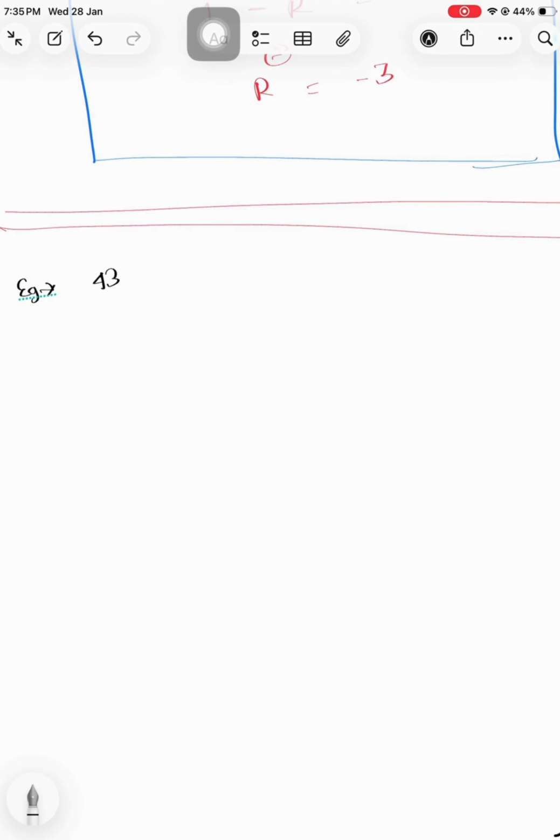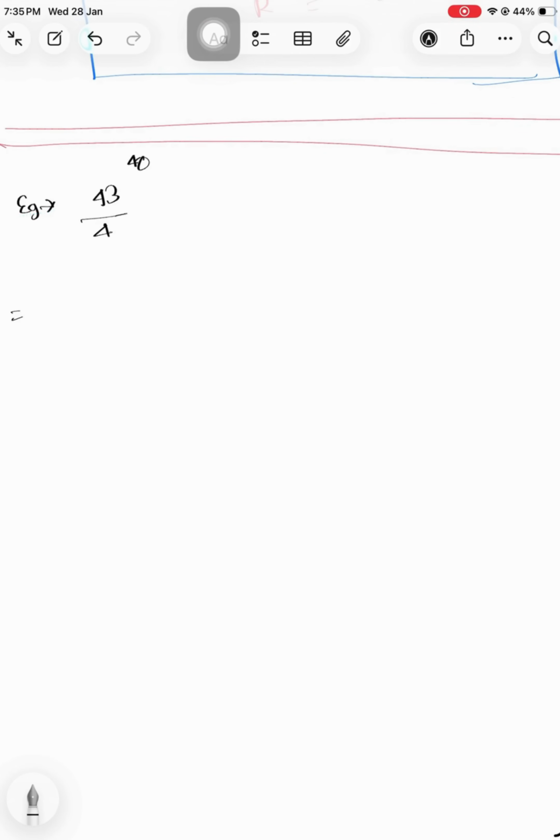Let's say there is a problem statement which is 43 to the power 40 upon 4. So as we have seen earlier, 43 can be expressed as 43 into 43 into 43 up to 40 number of times upon 4, and for every 43, the remainder is positive 3 for every single 43.